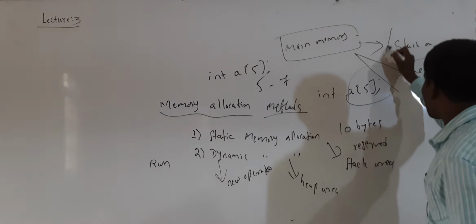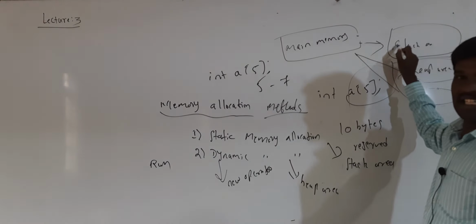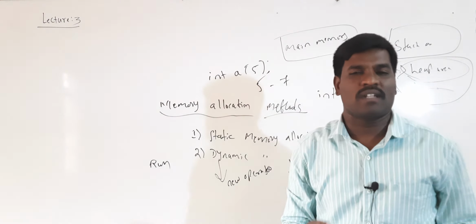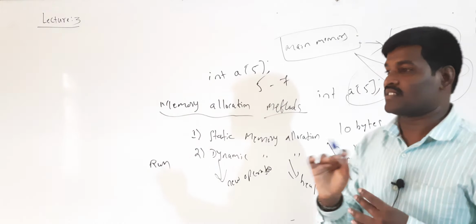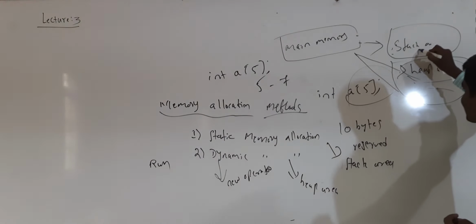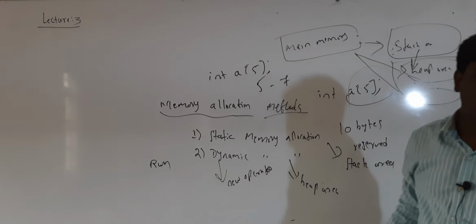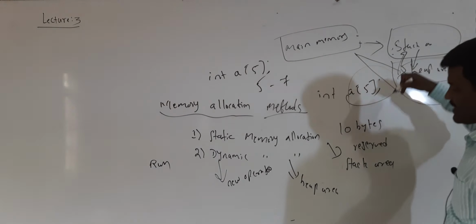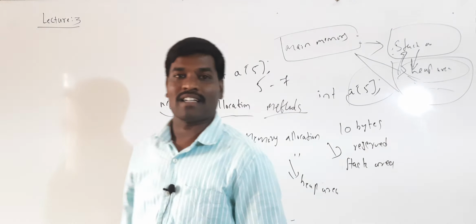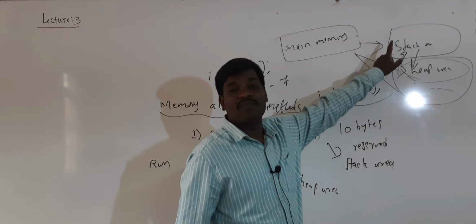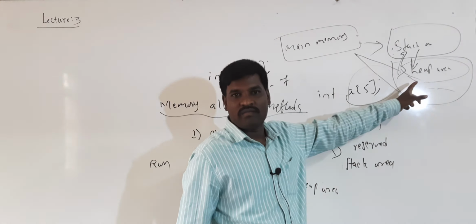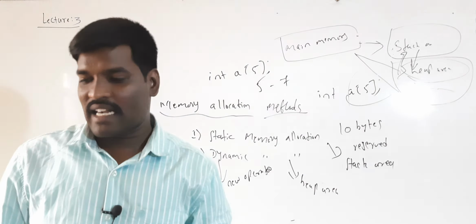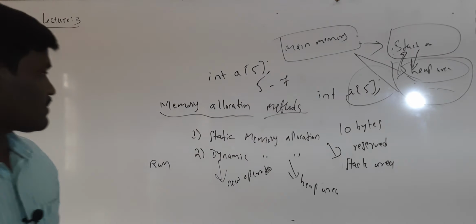Suppose this is the stack area and this is the heap area. If the program is complex, or if it consists of n number of lines, and the stack area is full, it can take the area from the heap. Suppose you are working with the heap area, and if it is full, it can take the area from the stack, if only the stack area or heap area is free. So this is completely about the static and dynamic memory allocation.